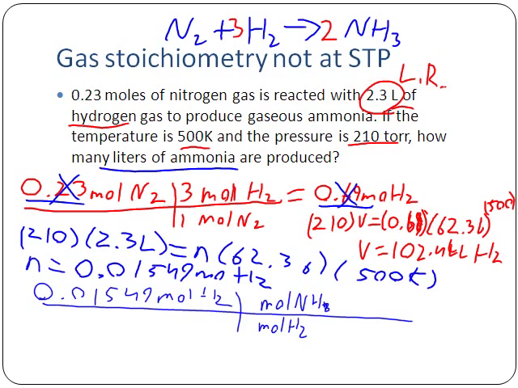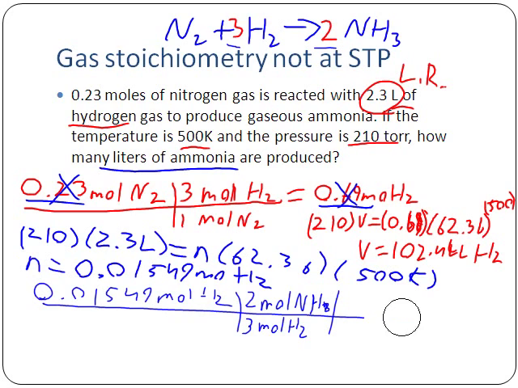NH3, sorry about that. And so we look up here and we say, how many moles of H2 do we have? We have 3 H2s. How many ammonias do we have? We have 2 ammonias sitting right up there. And so that gives us the moles of ammonia. We now want to go from moles of ammonia to liters of ammonia, but we can't do that directly because it's not at STP. We're going to have to do what we did before, go through PV equals nRT again.